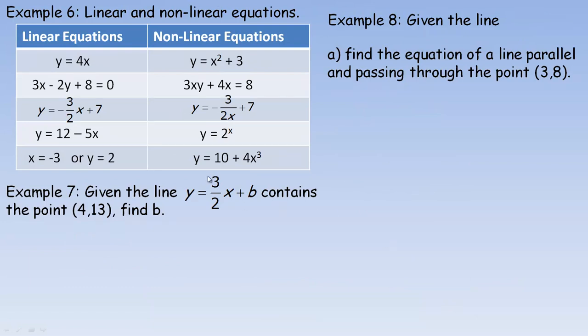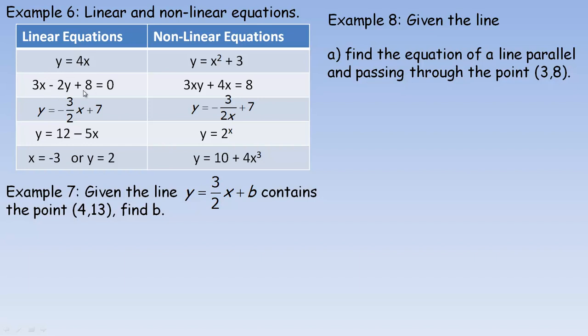In example number 6 here, we're going to talk about linear and nonlinear equations. So I have 5 examples of each here. So linear equations are, for example, y equals 4x. That's in the y equals mx plus b form. It's writing y as a multiple of x. It's 4 times x.